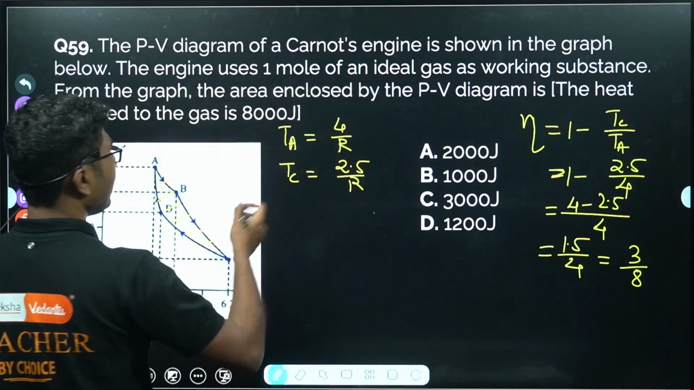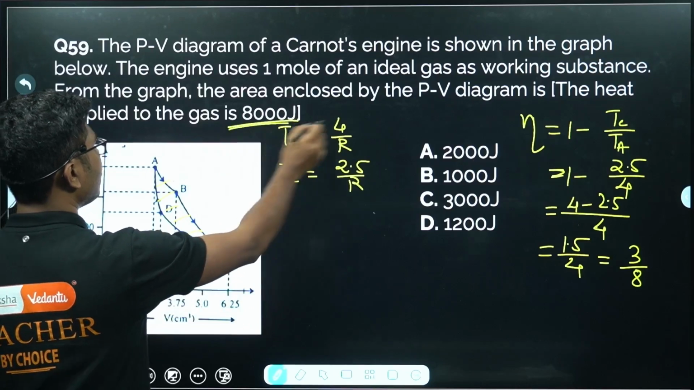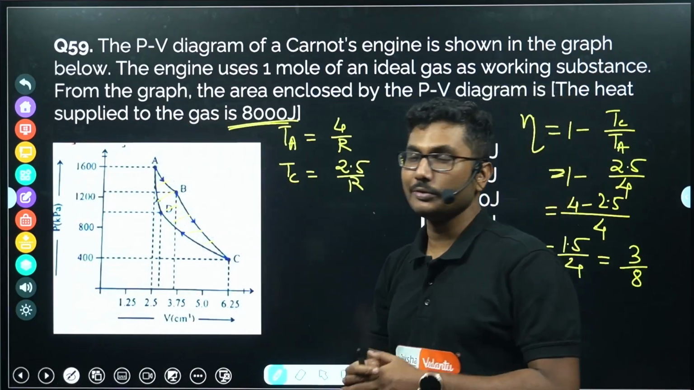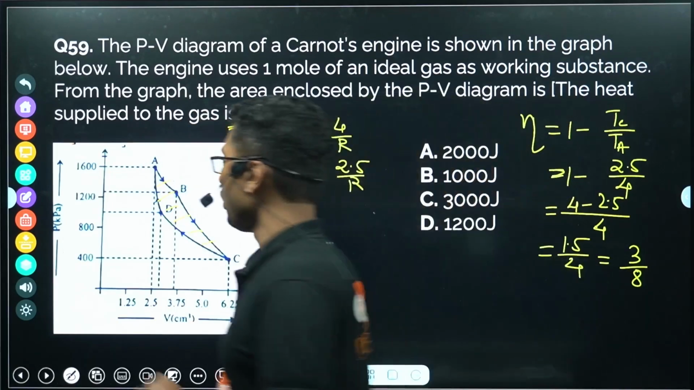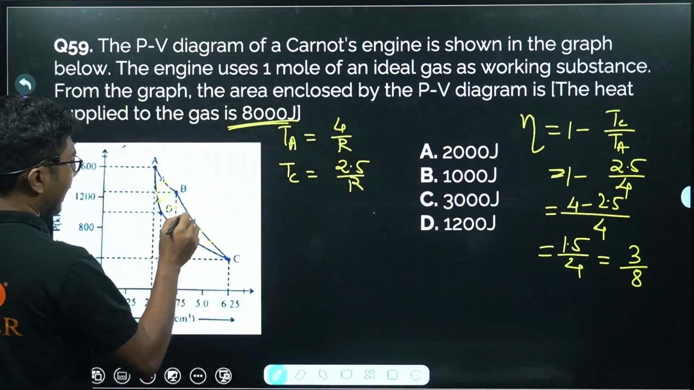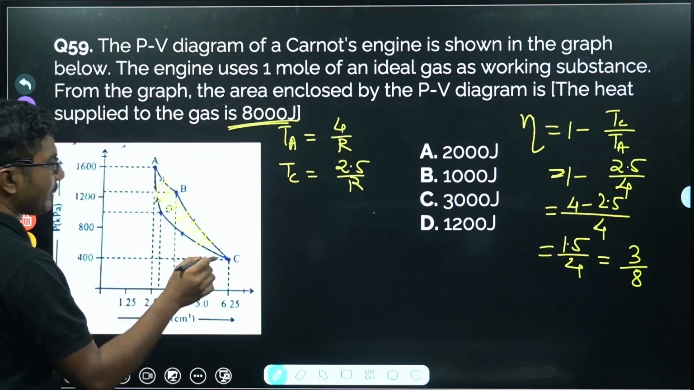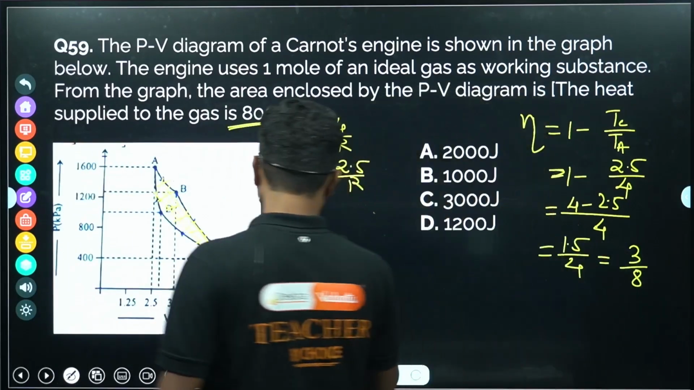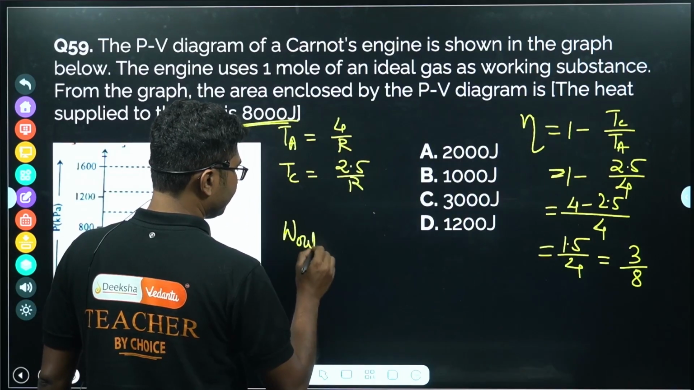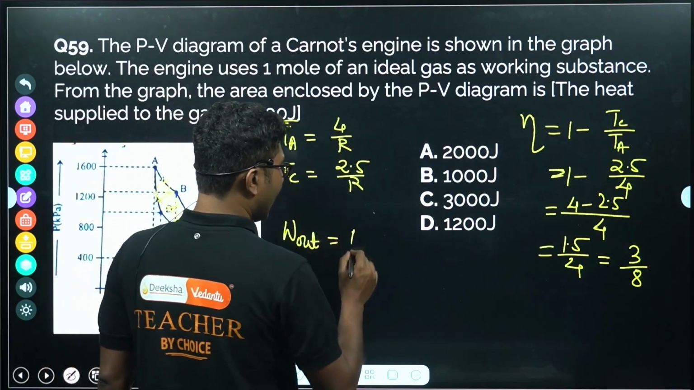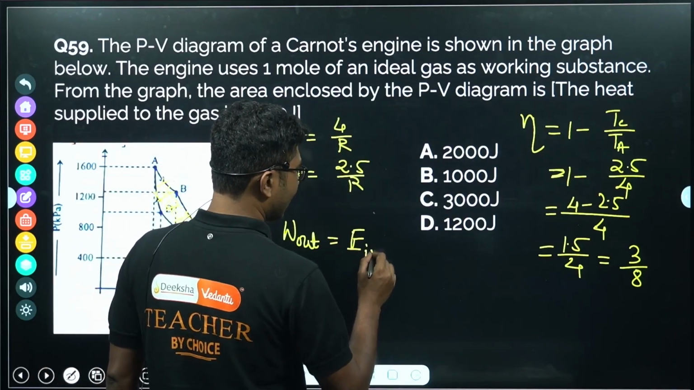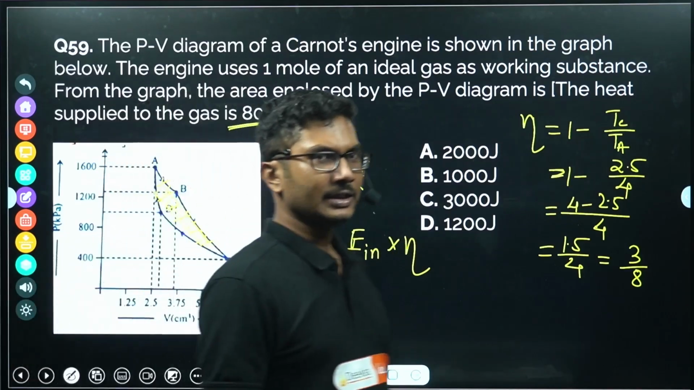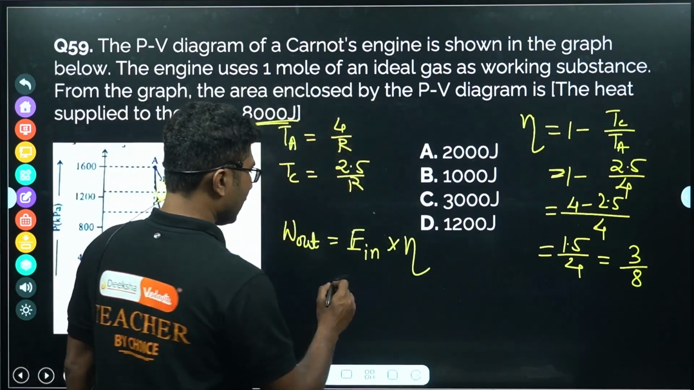Now, the input energy is given as 8000 joules. So it is said that the heat supplied to the gas is 8000 joules, that is the energy input. Now, how much work it will do, that is the area under the graph. So the area under the graph represents how much work is being done in that cycle. So that work output is basically whatever energy you have given times the efficiency of the Carnot engine, right. Rest of the energy will be wasted.